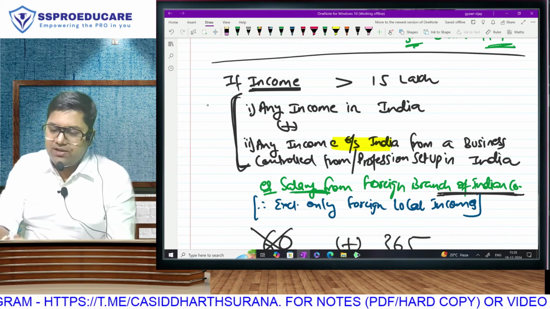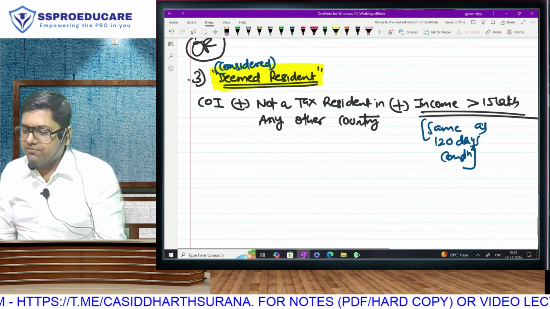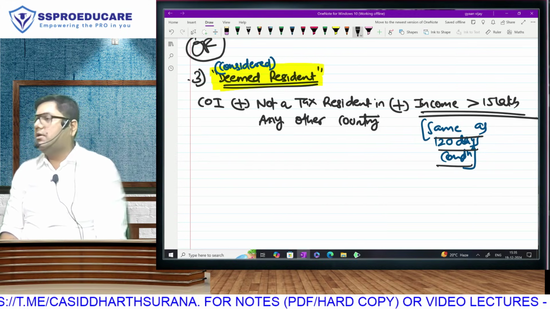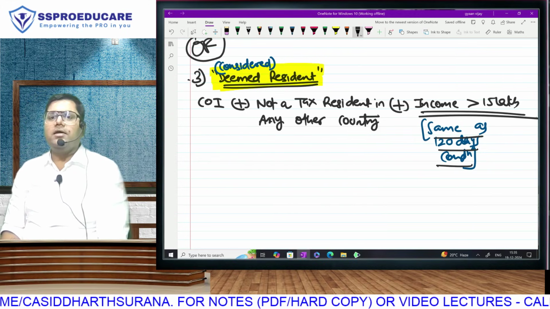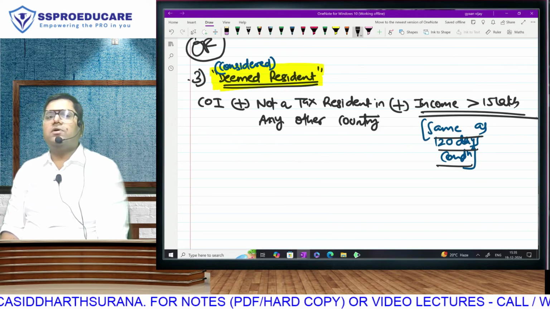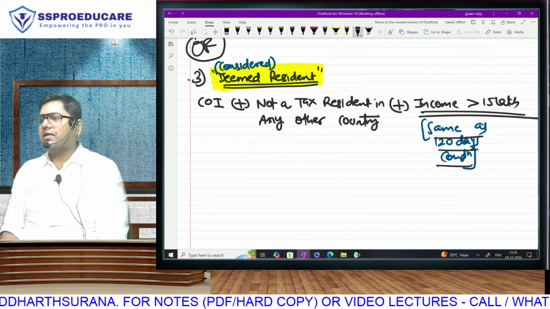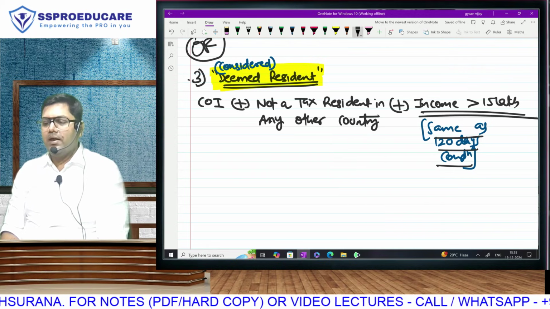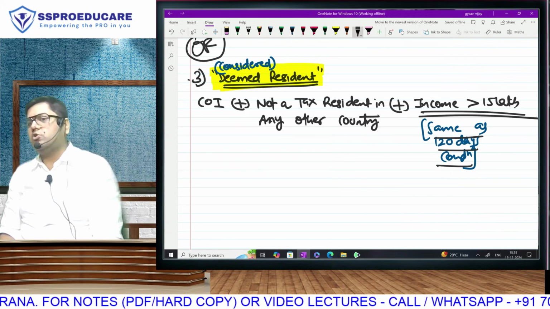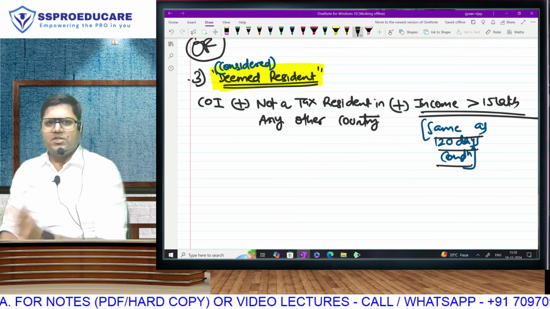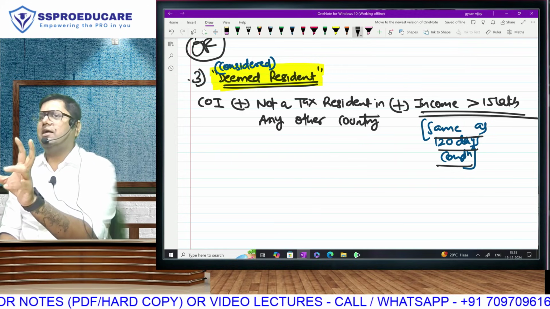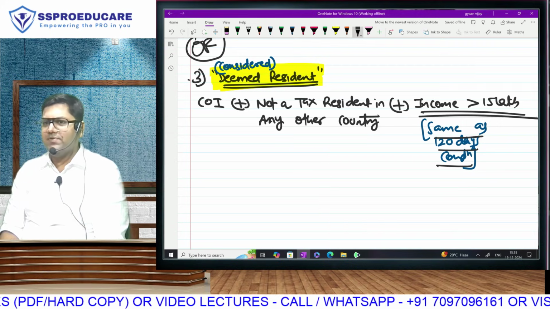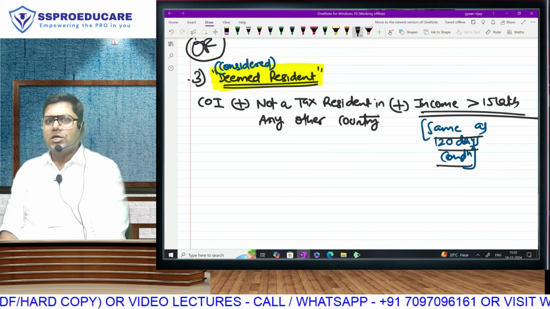So we are not even taking those incomes here. We are taking only which incomes? Anything that has Indian connection. Incomes earned in India and foreign income if controlled from India. We are taking only these incomes, and we will later on tax only these incomes. This is the difference between ROR and RNOR, which I told you orally. Later when we do scope of total income, it will become very clear. So third condition is what?